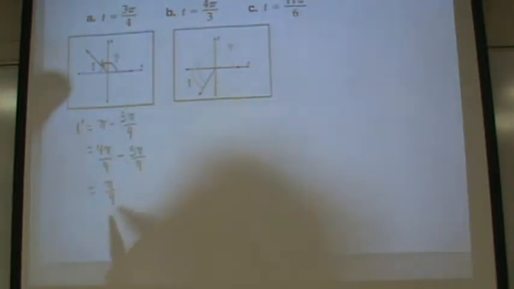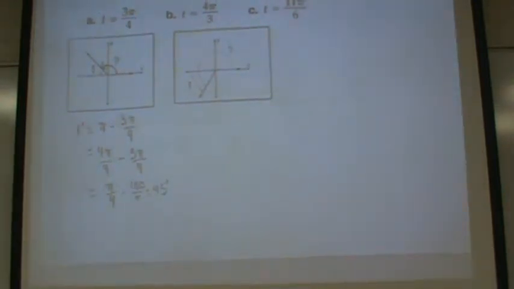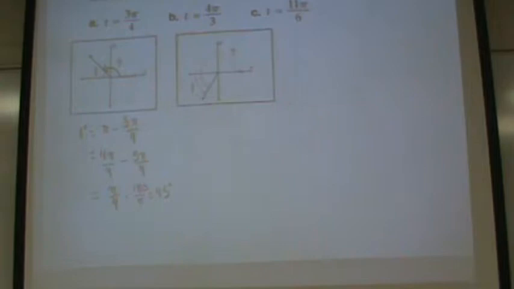So if you don't remember that this is a 45 degree angle, you can multiply by 180 over pi, and that would give you 45. But you should know that pi over 4 is a 45 degree angle.